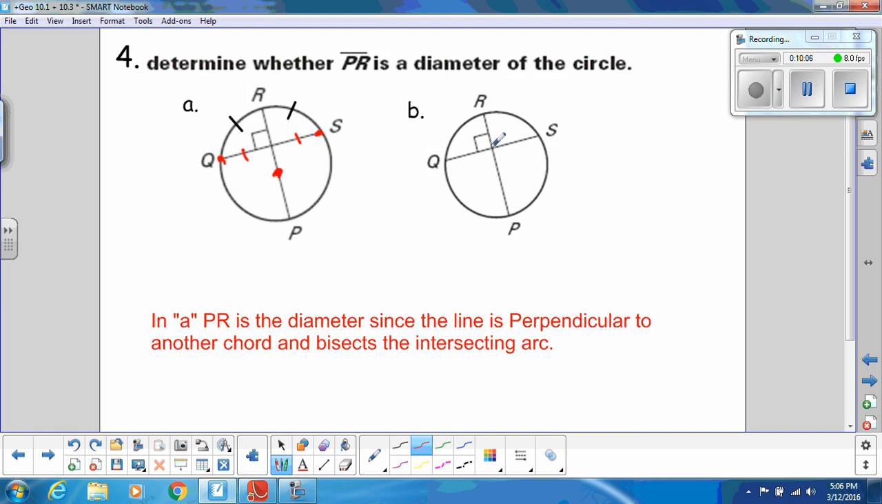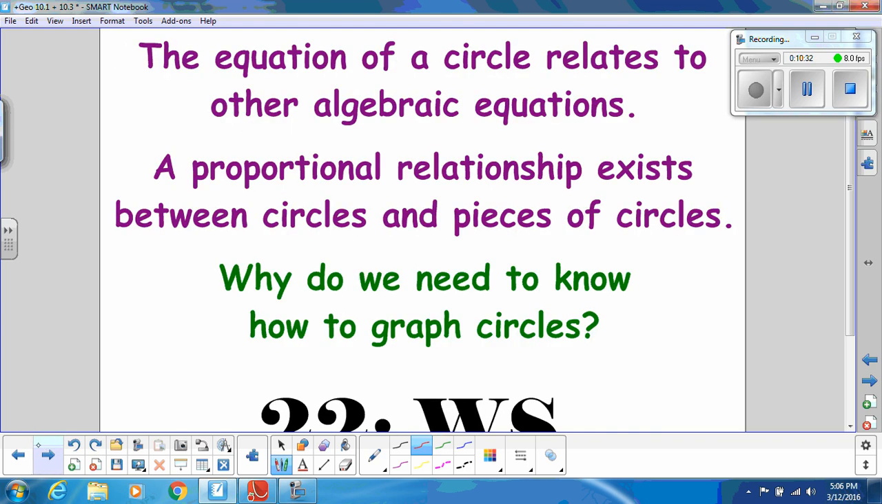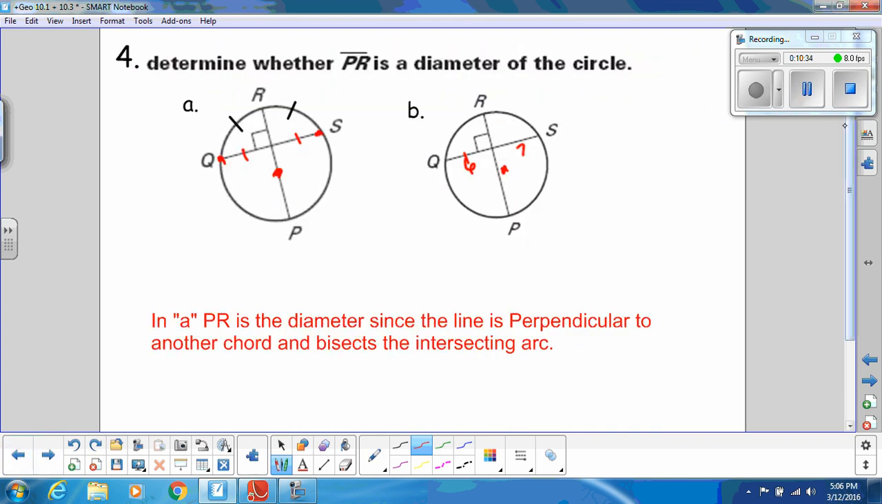Over here, it's just perpendicular though. So we could have the center over here, and that wouldn't necessarily be a diameter, because we don't know, like this could be a length of, let's say, 6, and this could be 7. And if that's the case, then that's not going through the center. So PR is a diameter in this diagram, but not necessarily in diagram B. All right, so again, we will do more examples like this in class, so have your notes ready.